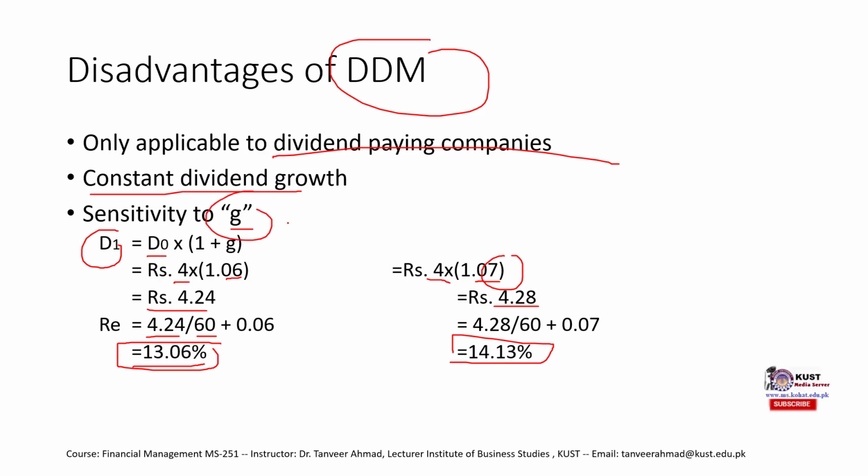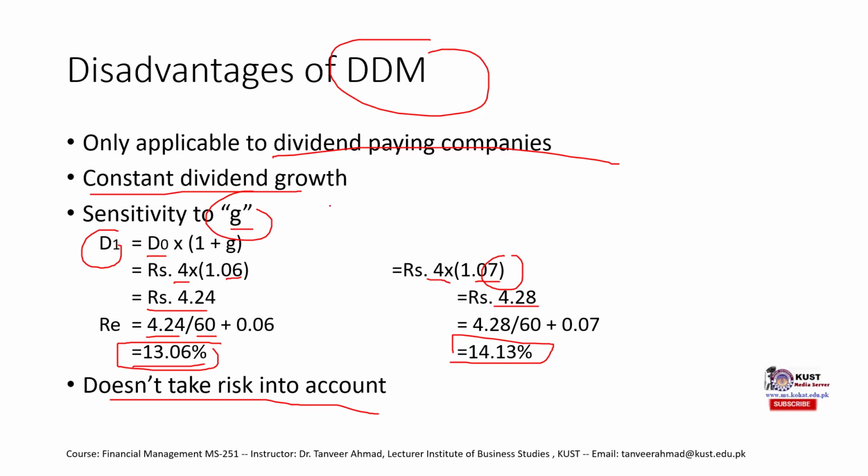If we wrongly estimated the value of G, if we overestimated it, then our cost of equity would be overestimated. If we underestimated the value of G, then our cost of equity would be underestimated. And lastly, which is the important point, and this point is catered into the second model, the CAPM model, the capital asset pricing model: this dividend discount model does not take the risk factor into account. I mean, there is no risk factor in this whole dividend discount model.